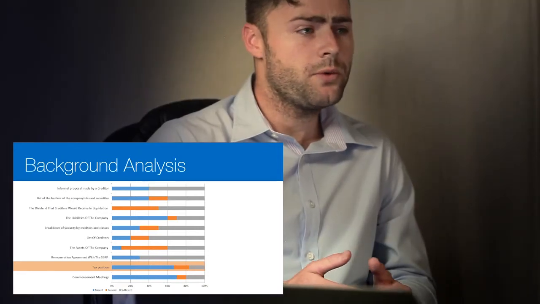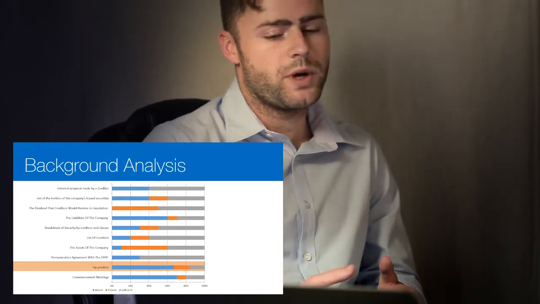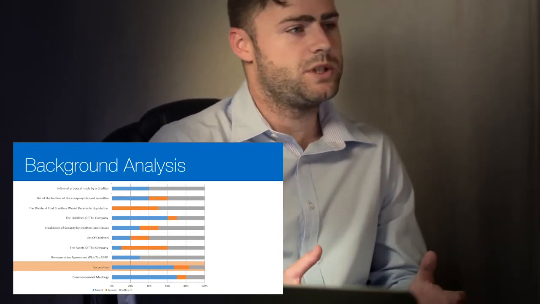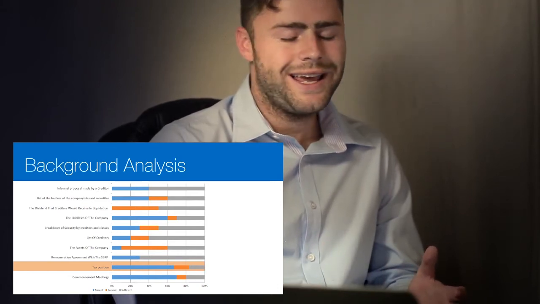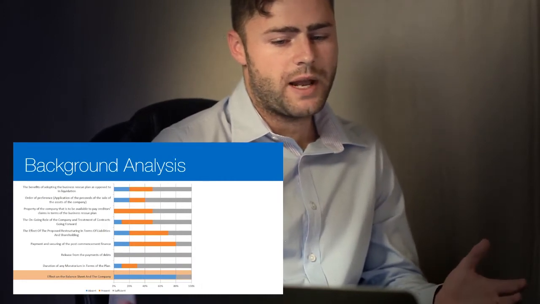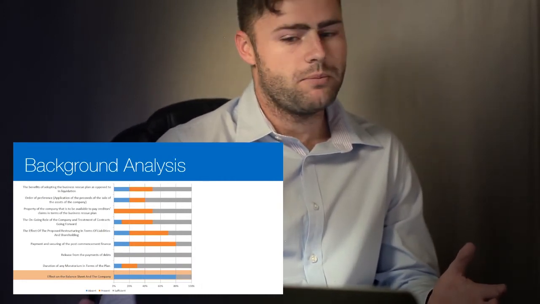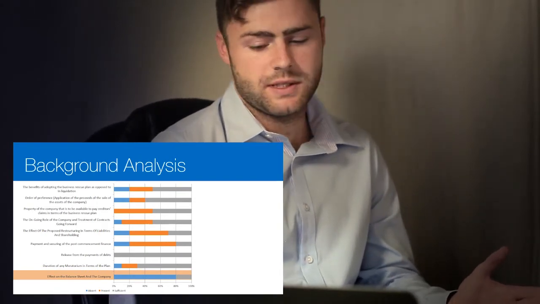Massively. We went even further and looked at other additional elements that people requested. For example, the tax position of the company. You know, where did SARS sit? Hardly any plans addressed that. We then went on to the effect on the balance sheet of the company. Virtually no plans at that stage covered those aspects.